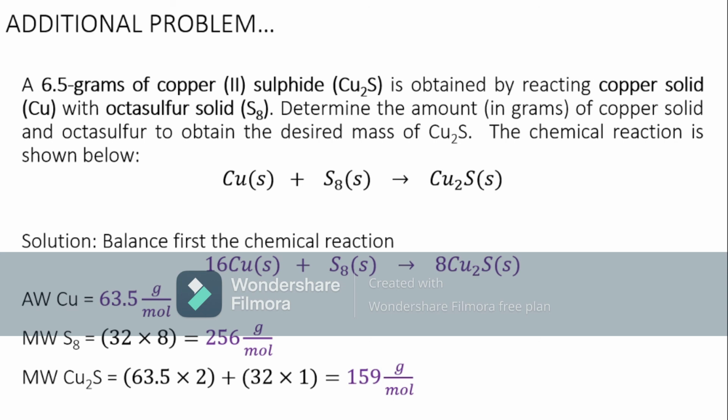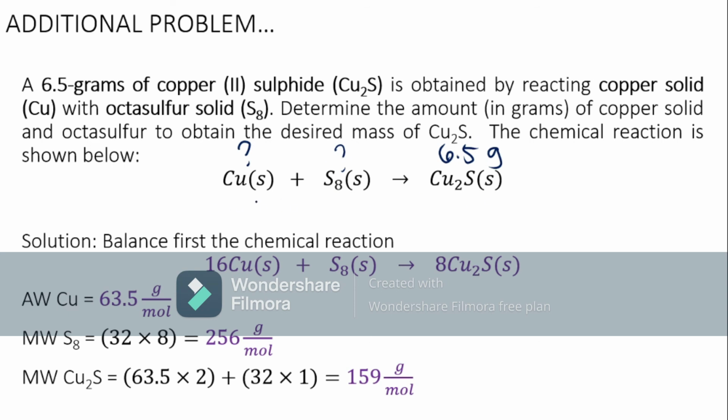Okay? So this is the additional problem. I'm going to leave this one to you to try to solve. So the additional problem, given is 6.5 grams of copper sulfide. Then S8, what do you call this one? Octasulfur, this is your unknown, and this is also your unknown. So it's almost reversed. Still, you can use this. So, this is your known substance. This is your desired. Known substance and then desired.